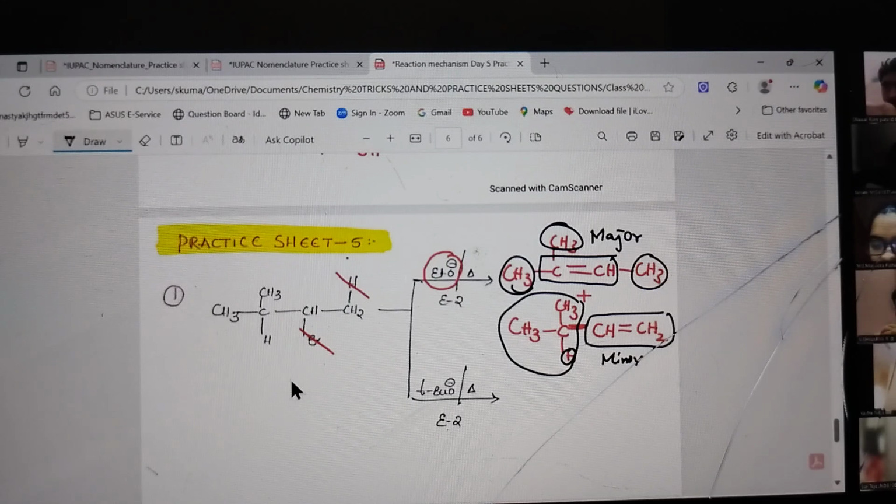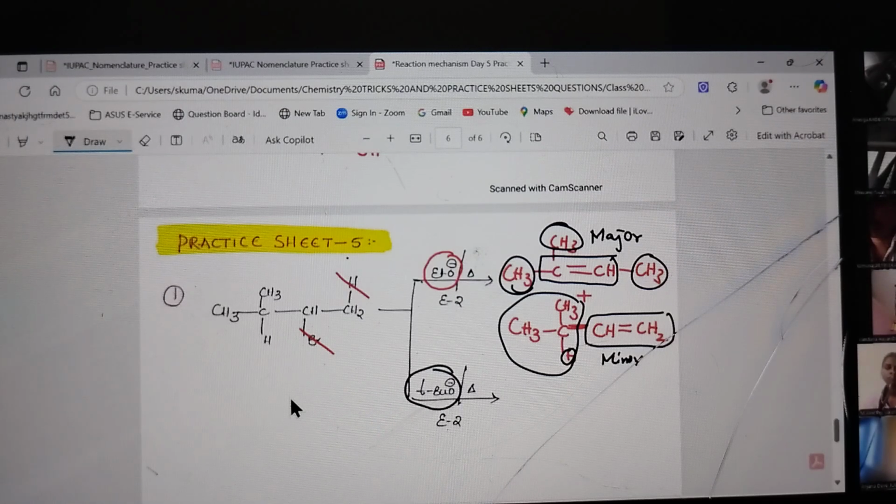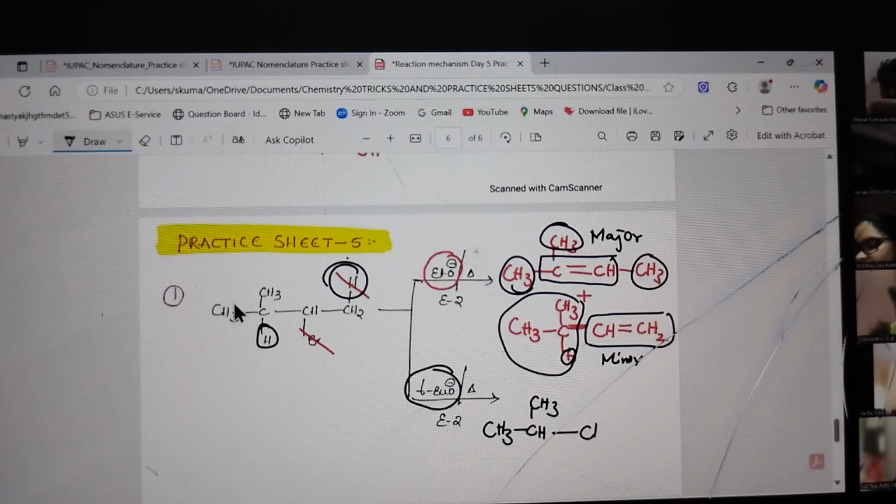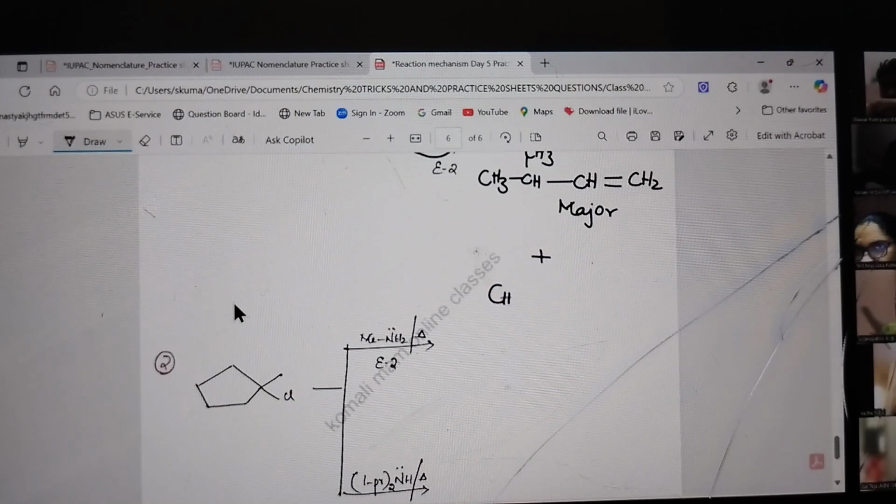Major, minor. But if instead of ethoxide, tertiary butoxide is there, that major becomes minor, minor becomes major. That is Hofmann's product. What do you mean by Hofmann's product? When a bulky base is there, the more crowded side, this hydrogen, because it is surrounded by two methyl groups, it cannot attack. On the least crowded side it will come, and it will take that one butene hydrogen and form CH double bond CH2. This is our major. The other one will be our minor. What is our minor? The more crowded will be our minor.